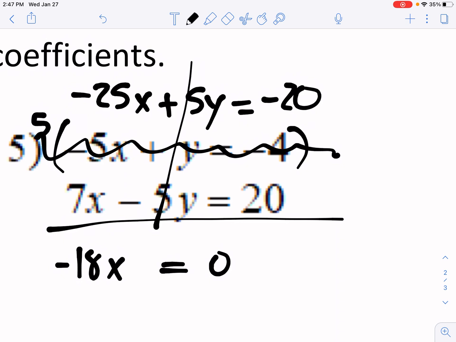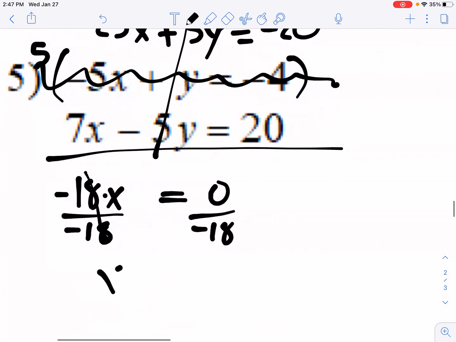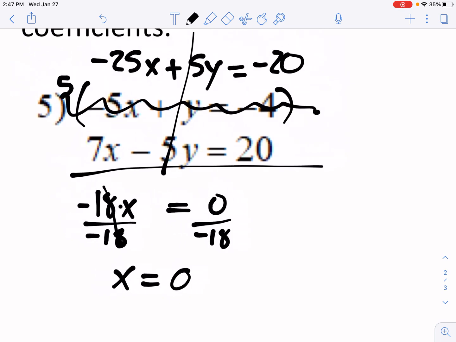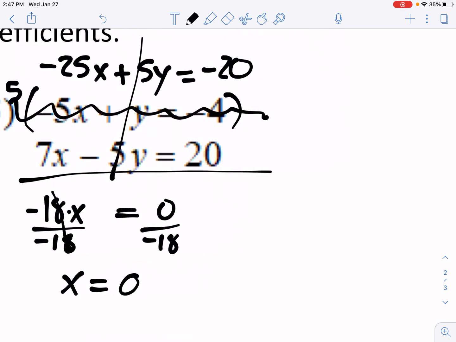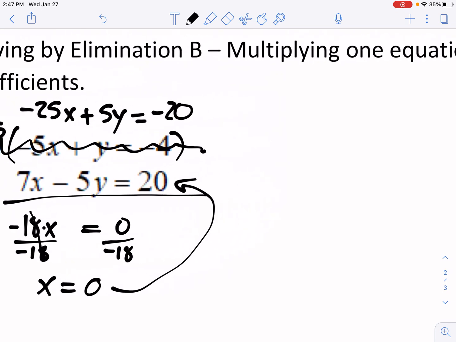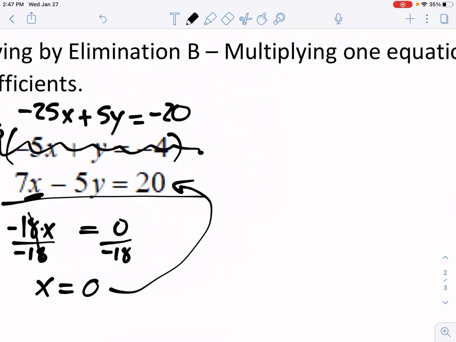Okay? Well, getting rid of our coefficient here, dividing by negative 18 on both sides, this goes away and we get x equals 0 divided by anything is 0. So our x value is going to be 0. Now we need to plug this back into one of the original equations. Well, let's plug it back into the second one, since that's the one that we didn't mark out, and plug that in for the x value, okay?